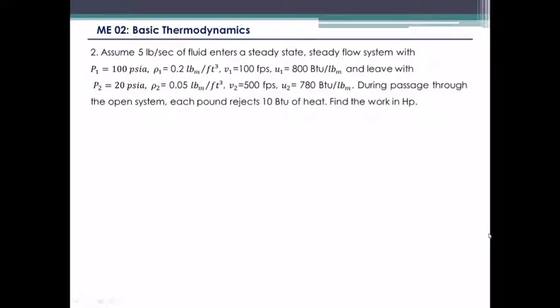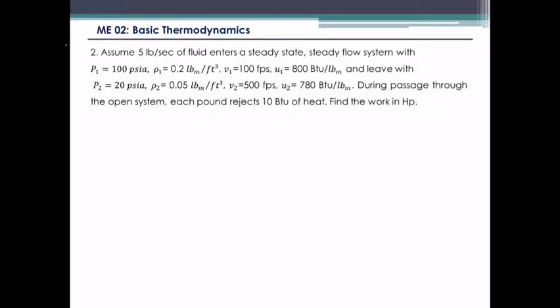Okay, problem number 2. Assume 5 pounds per second of fluid enters a steady state, steady flow system with P1 of 100 psi absolute, density 0.2 pound mass per cubic feet, velocity 100 feet per second, internal energy at point 1 of 800 BTU per pound mass, and leaves with P2 of 20 psi absolute, density 0.05 pound mass per cubic feet, V2 of 500 feet per second, and U2 of 780 BTU per pound mass.